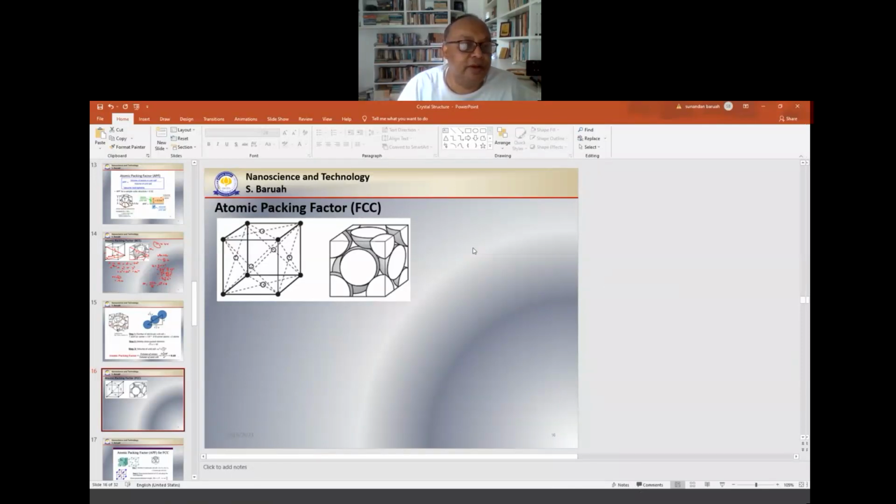Okay, so let's continue to the FCC now. So we did two calculations for calculating the packing fraction. The packing fraction we already found for simple cubic is 0.52 or 52%, and for the body centered cubic it came out to be 64% or 0.64. Now we need to do it for the FCC.